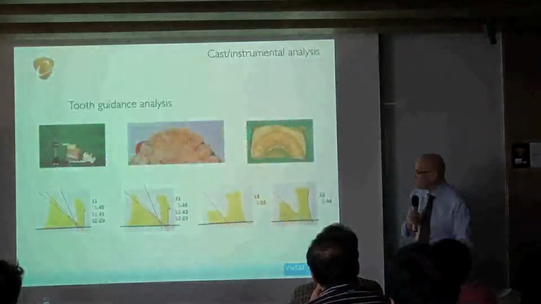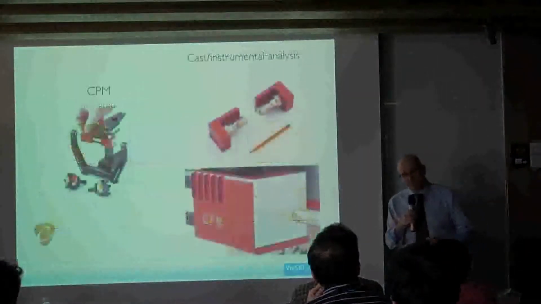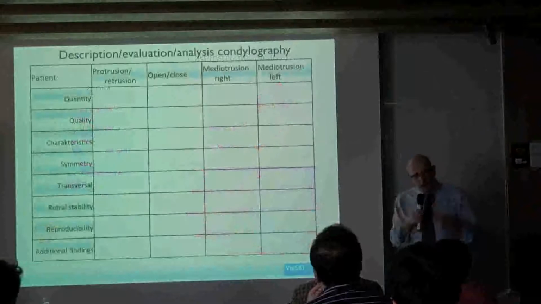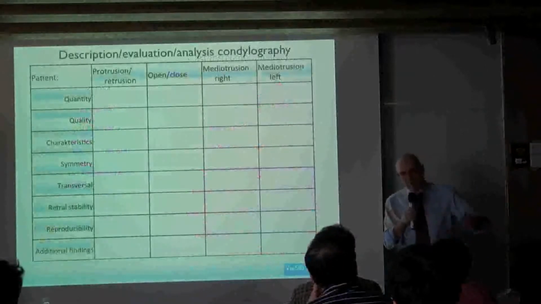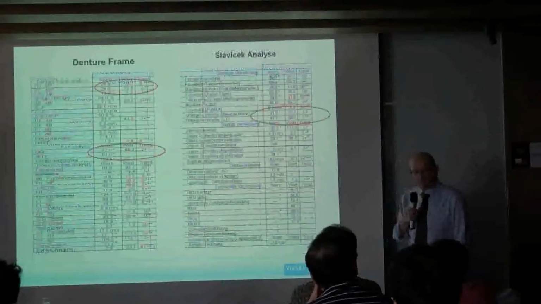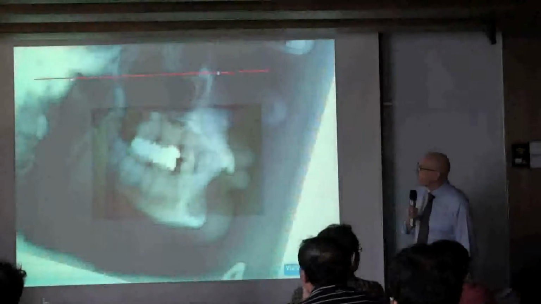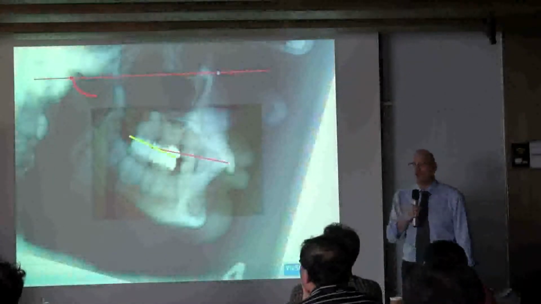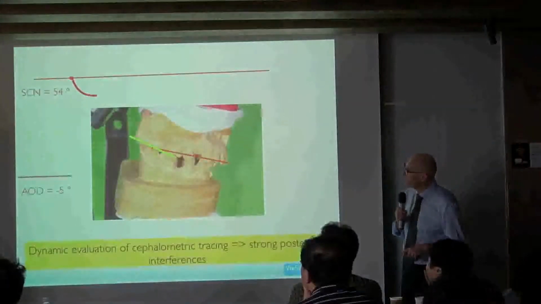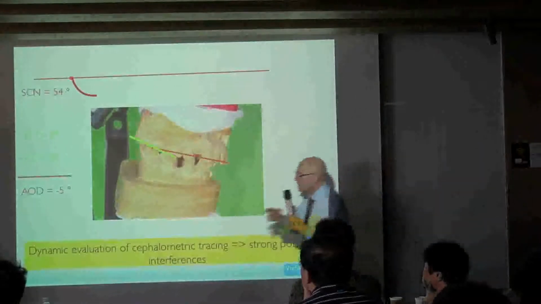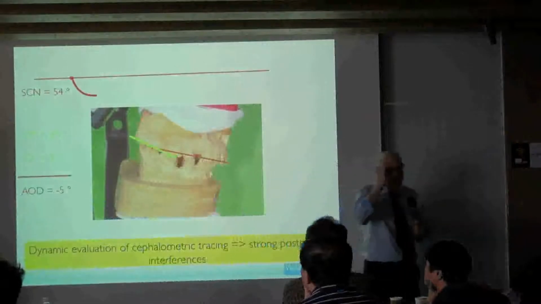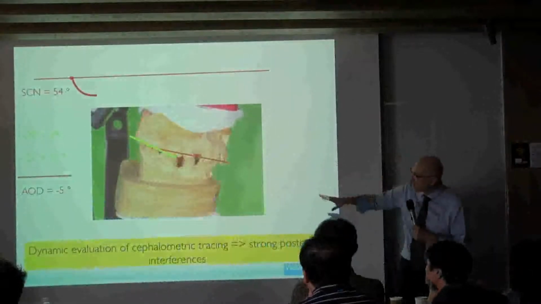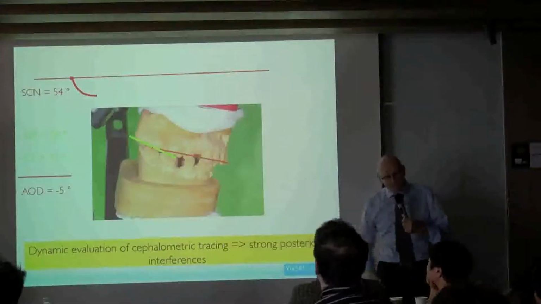So now we have a kind of clear plan for this patient. We know how much to change in the molar region to get rid of interference. 10 degrees less than the condyle. Angle of disclusion should be 10 degrees. I show you again. This angle here should be around plus 10 degrees. So this means we have to change 15 degrees.